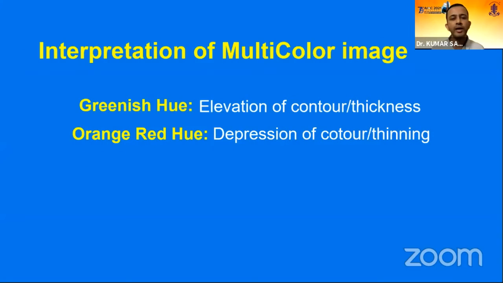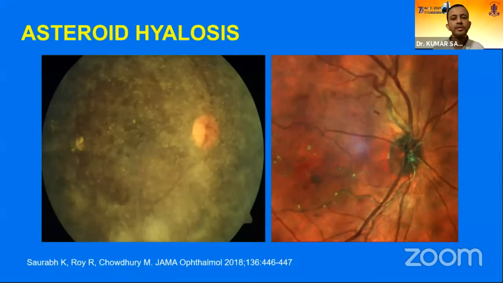As we have hyperfluorescence and hypofluorescence in fluorescein angiography, similarly here we have two things: greenish hue and orange-red hue. Greenish hue means anything which is elevated or thick appears greenish. Anything which is depressed or thin appears orange-red in color. With this background, we will see how multicolor imaging helps us in diagnosing inner retinal pathologies.